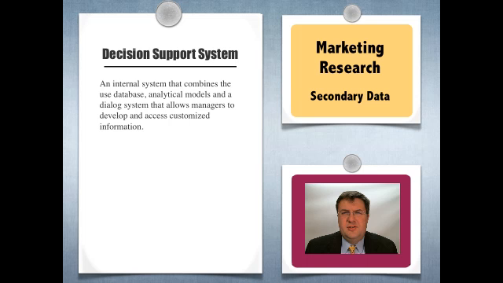The majority of companies will have internal data systems that will be part of a larger network, what we call the decision support system. The decision support system is going to combine their databases with some modeling and potentially a dialogue system that is going to help manage, develop, and access information. The one thing companies have now is no limit on the amount of information that they have. Your most basic point of sale software package will allow you to print up over 300 different reports.